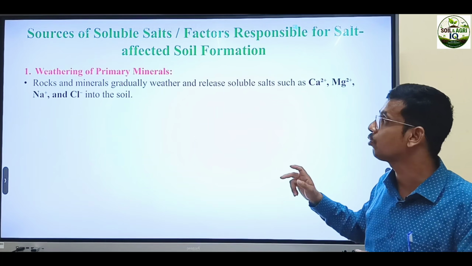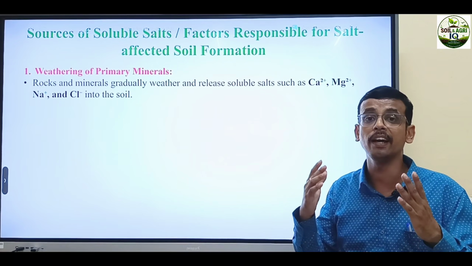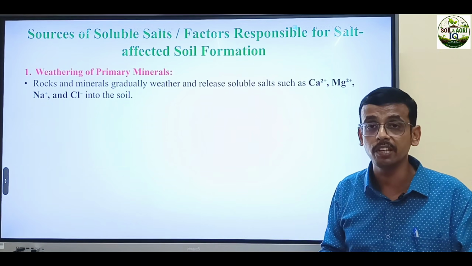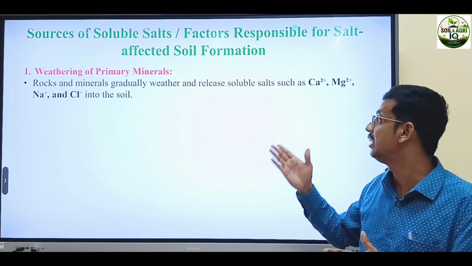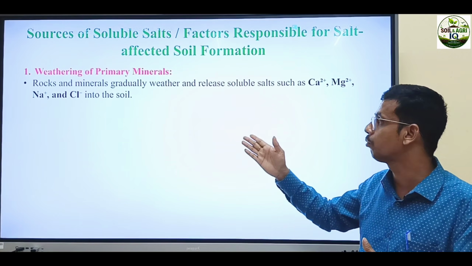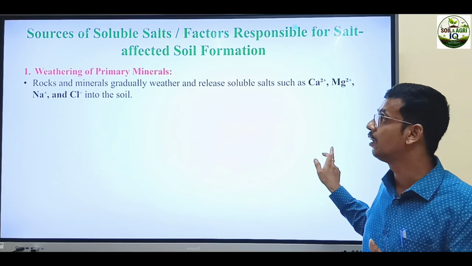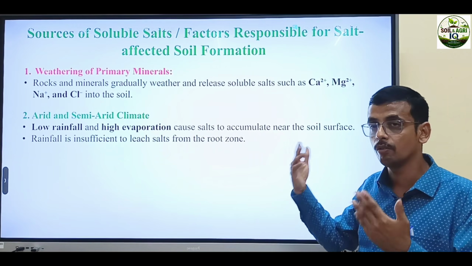See, the first one is the weathering of primary minerals. When there is weathering of rocks and primary minerals, they release an appreciable amount of soluble salts in the soil, like calcium, magnesium, sodium, chloride, sulfate, and it causes the formation of salt affected soil.